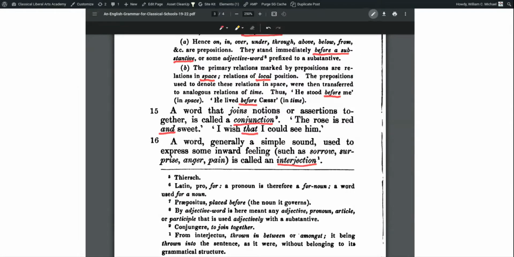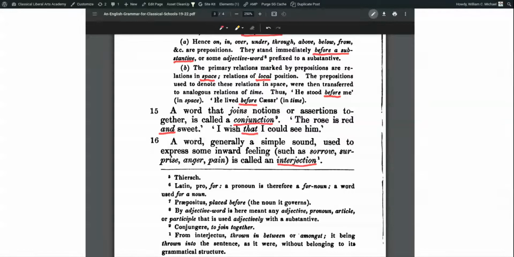And we use these all the time. If you get scared and you yell, ah, that word, ah, is an interjection. It's a word that expresses some feeling. Or if you see something that's beautiful, you may say, oh, that's another interjection. It expresses a feeling. Or you may say, wow, that expresses a feeling. That's an interjection. You may laugh and say, ha, that's another interjection, a word that expresses some inward feeling. Okay? That's an interjection. And those are the parts of speech.